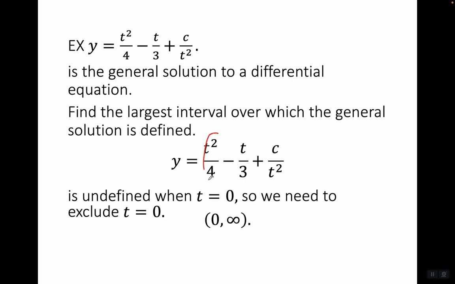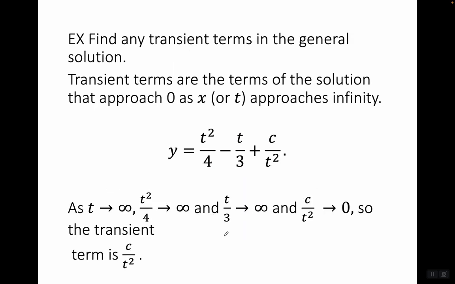Well, this is defined everywhere, okay? This is defined everywhere. This, c over t squared, that's going to be undefined when t equals 0 because it would make the denominator 0. So we need to exclude t equals 0. So the largest interval is one that doesn't have a 0 in it. So it would just be 0 to infinity.